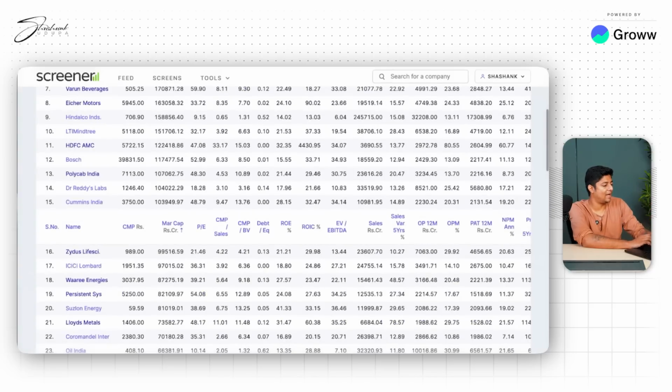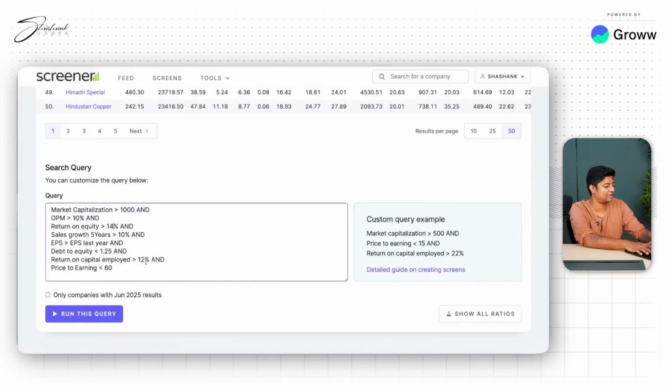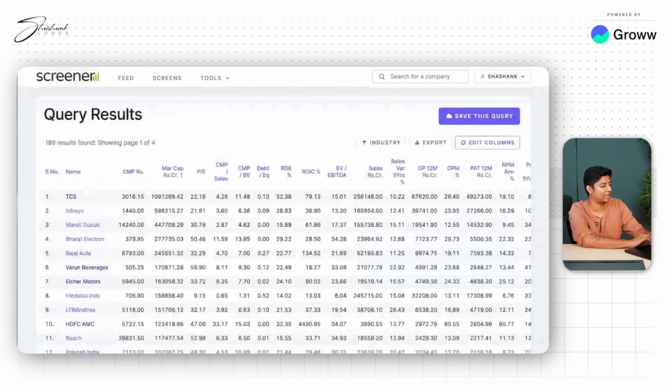What I will do is go and say return on capital employed 14%, right? And I will also increase the return on equity and capital employed to 14%. And now let's look at the numbers. Now it has come to 189.